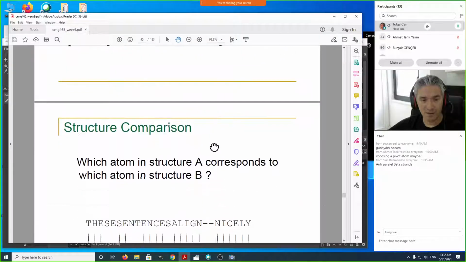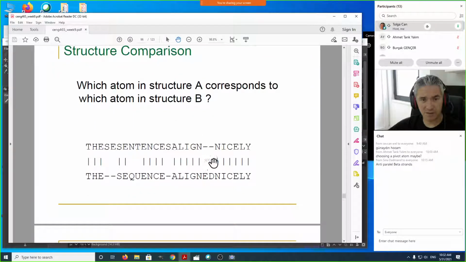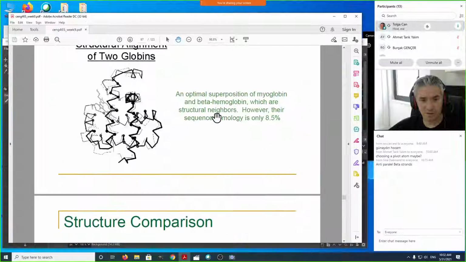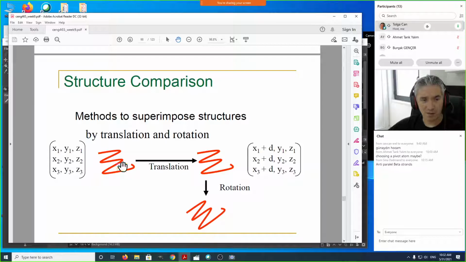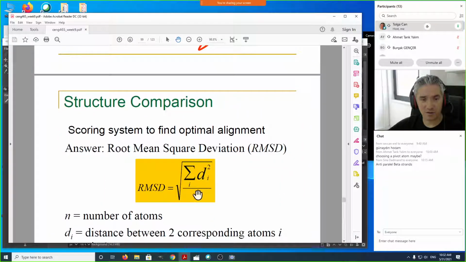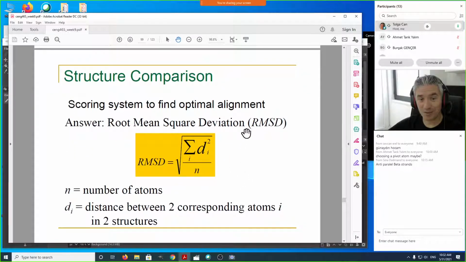Okay. So yeah, this is the repetition of it. We already told you. I talked about the translation and rotation invariant features. I also talked about root mean square deviation, or root mean square distance, and how it's computed.